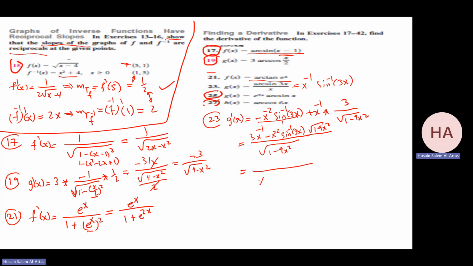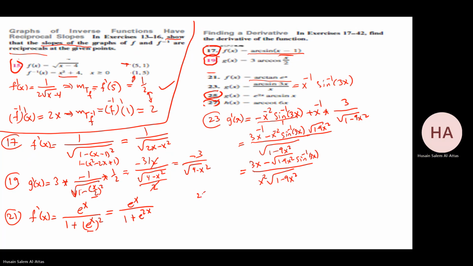So I have x squared, square root 1 minus 9x squared. I have what here? 3x minus square root 1 minus 9x squared sine inverse of 3x. Okay.